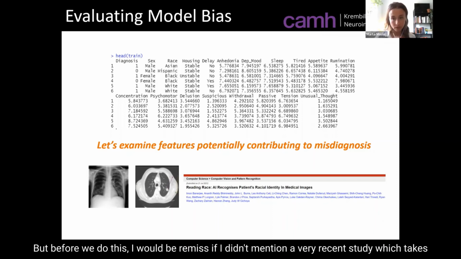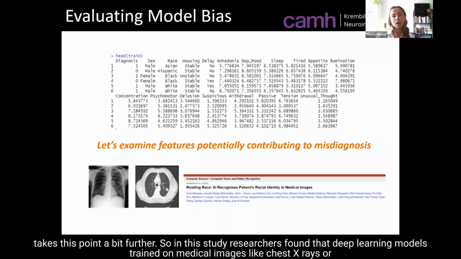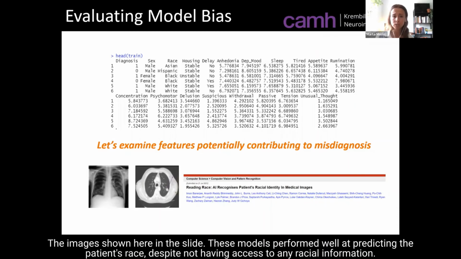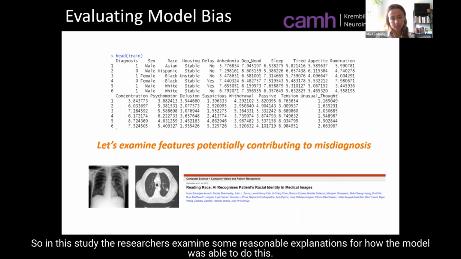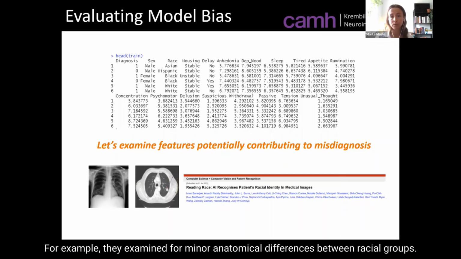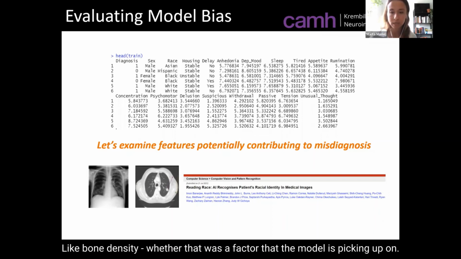But before we do this, I would be remiss if I didn't mention a very recent study which takes this point a bit further. In this study, researchers found that deep learning models trained on medical images like chest x-rays, or the images shown here in this slide, performed well at predicting the patient's race despite not having access to any racial information. The researchers examined some reasonable explanations for how the model was able to do this. For example, they examined minor anatomical differences between racial groups, like bone density, to see whether that was a factor that the model was picking up on.